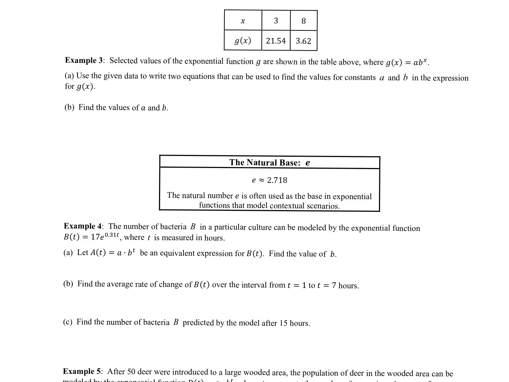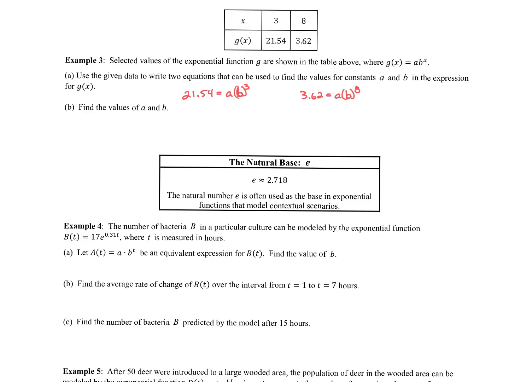And so now we end up having what? 21.54 is equal to what? A times b to the power of 3. And then our other one is going to be what? 3.62 is equal to a times b to the power of 8. And literally, that's 1 point on the AP exam.